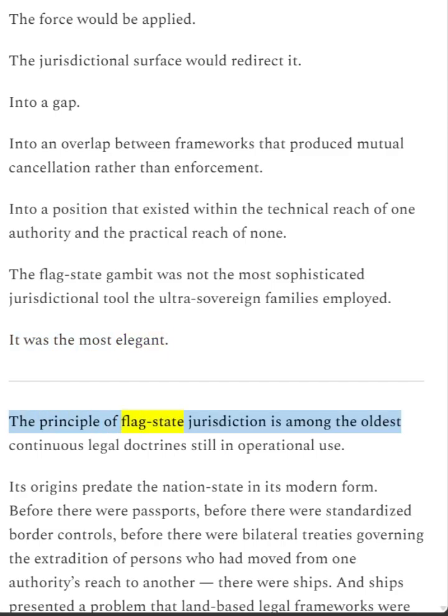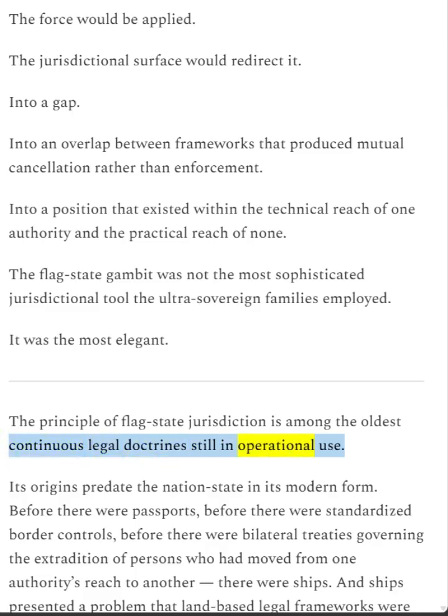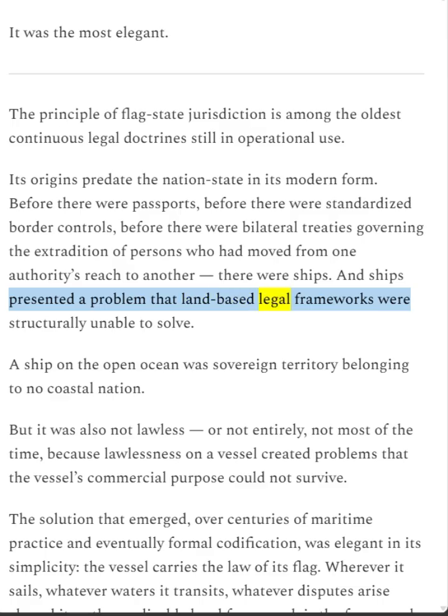The principle of flag state jurisdiction is among the oldest continuous legal doctrines still in operational use. Its origins predate the nation-state in its modern form. Before there were passports, before there were standardized border controls, before there were bilateral treaties governing the extradition of persons who had moved from one authority's reach to another, there were ships. And ships presented a problem that land-based legal frameworks were structurally unable to solve.